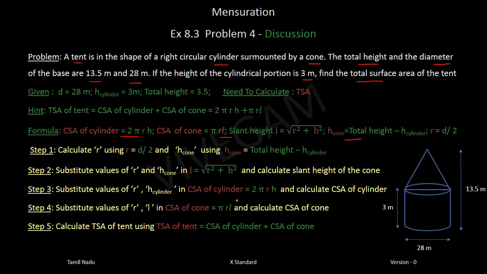So let me repeat. First, calculate radius, then calculate height of the cone. Once you know height of the cone and the radius, calculate slant height. Once you know slant height, you can calculate CSA of the cone. And radius and height are already known for the cylinder, so you can calculate CSA of the cylinder. Once these two are known, add them up, and you'll get the TSA of the tent.